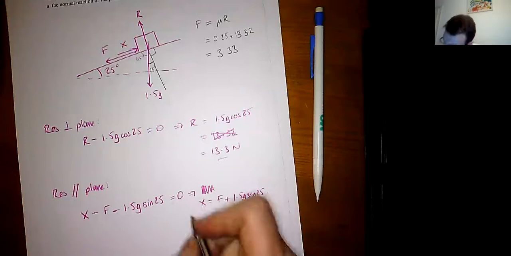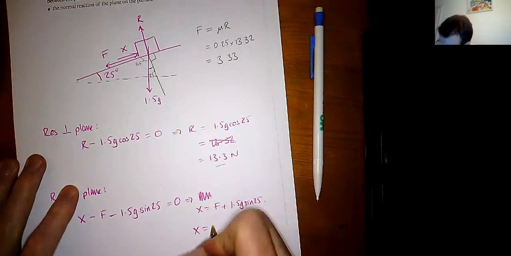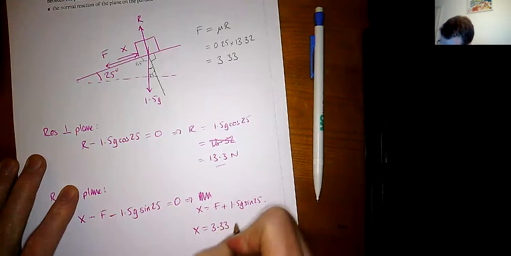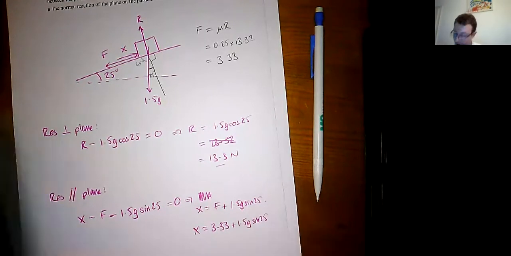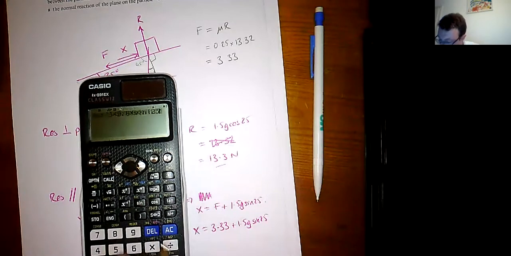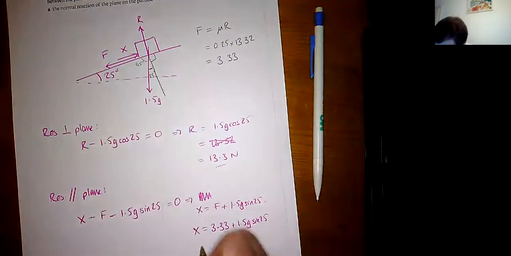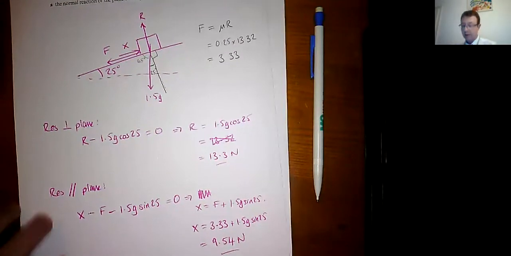So X equals 3.33 plus 1.5 G sine 25. So there we go. Add 1.5 times 9.8 times sine 25 equals 9.54. So that's my answer, 9.54. And I'm happy with that in terms of significant figures because 3 is all right. That's it. That's a hard question.